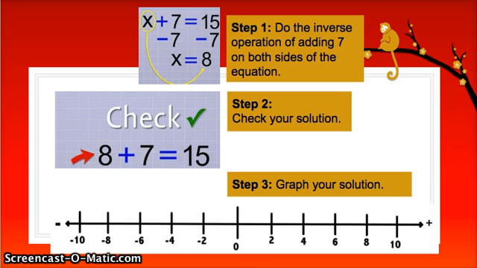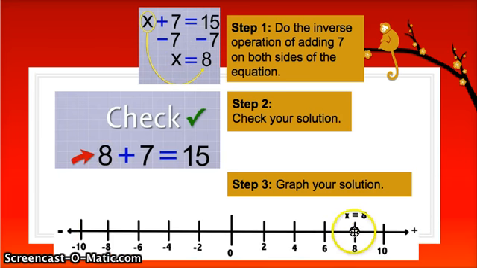Finally, we want you to graph your solution. Remember, the solution is the value of x. So in this case, I want you to graph x equals 8. You simply find 8 on your number line here and put a circle, or put a dot, and label it x equals 8.